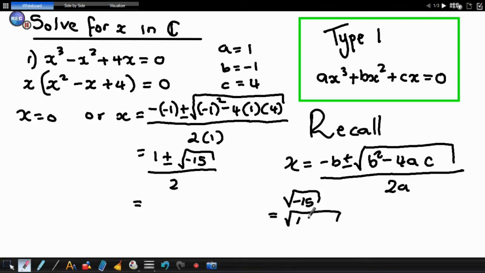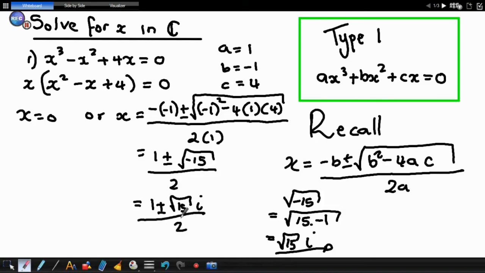Now, with this, I know that the square root of negative 15 will be equal to the square root of 15 times negative 1. So this means I will have the square root of 15 and then i, because the square root of negative 1 will be replaced with i. So you will have 1 plus or minus the square root of 15 i over 2.